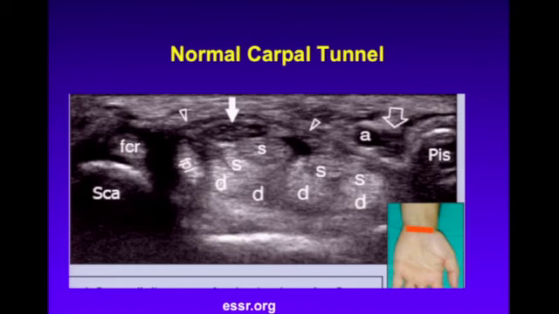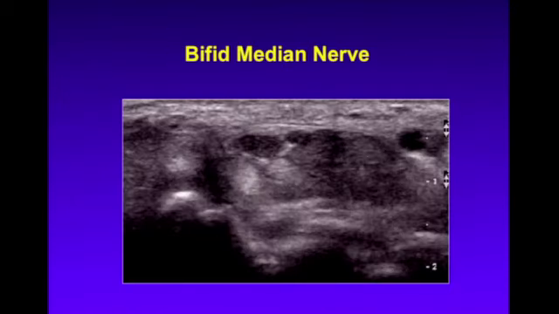A normal variant to be aware of is the bifid median nerve. We may see the median nerve not as one, but as two structures, and these two components can be equal in size or they can be a little bit unequal, as they are here.